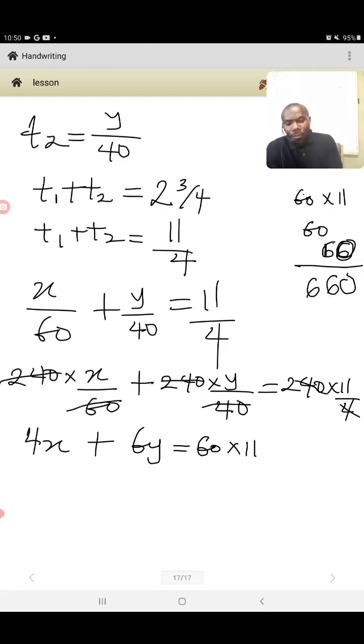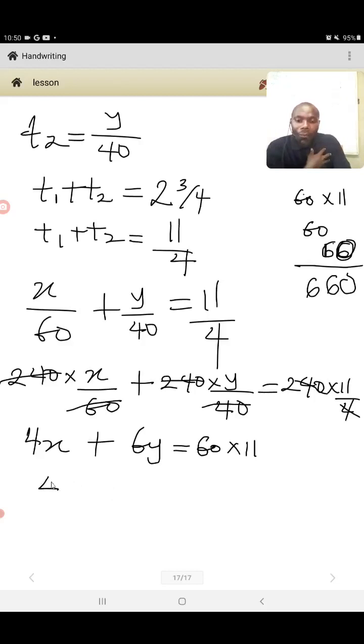Let me also explain it through the calculator: 11 times 60, which is the same. The logical way to multiply any number by 11 is to add the digits of the number together in a well-arranged form.